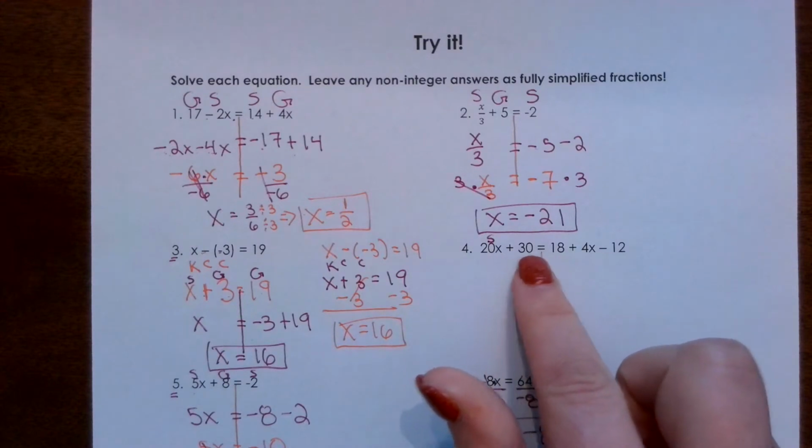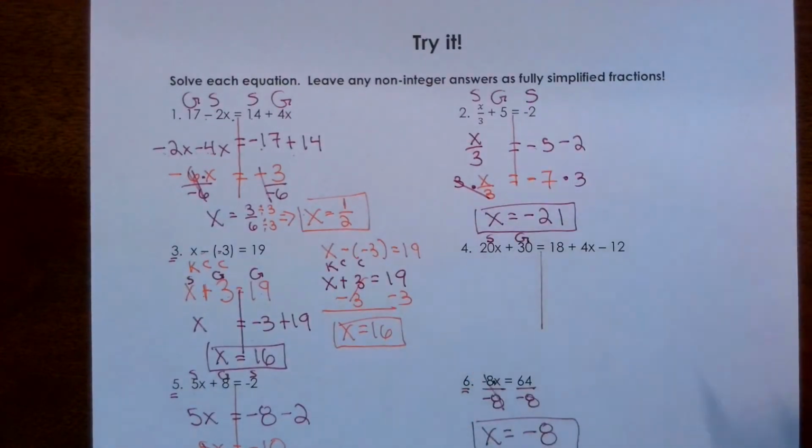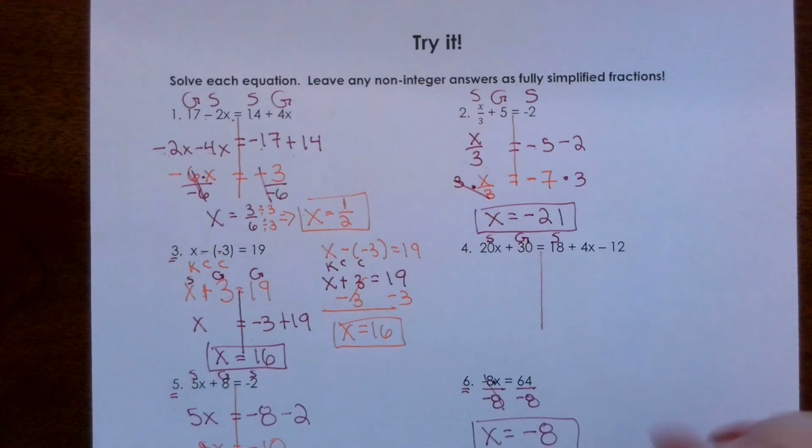This is a constant, plus 30. It's on the left. I need it to go on the right. This is a constant, plus 18. It is on the right. I want it to stay on the right.